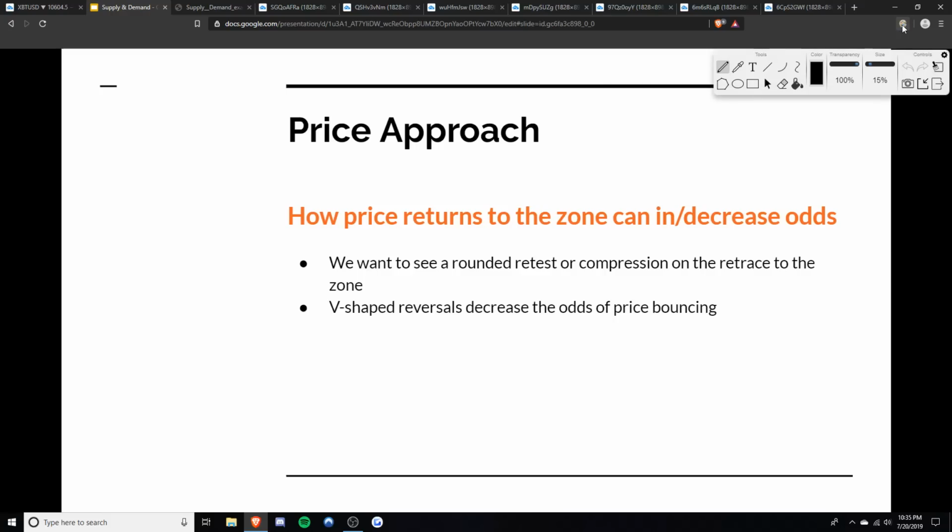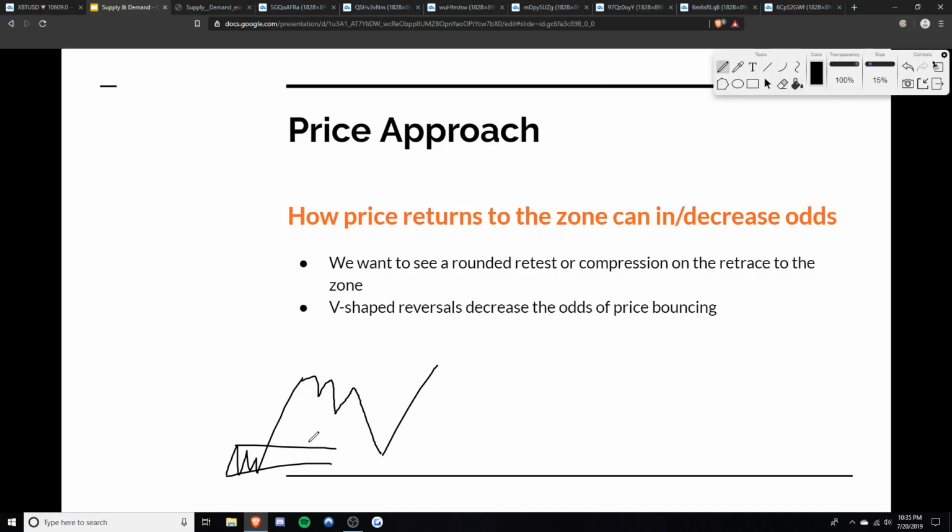So I'll go ahead and give some examples of these. Say you have a demand zone, right? This is a demand zone. Sorry about the drawing, hold on. All right, so what we want to see is a rounded retest. Sorry, I'm not good at drawing with this, but that is pretty much a rounded retest.